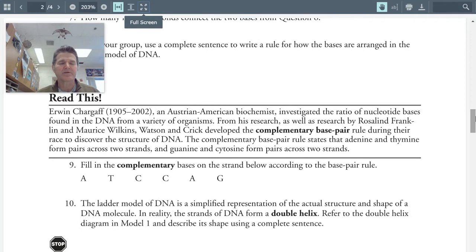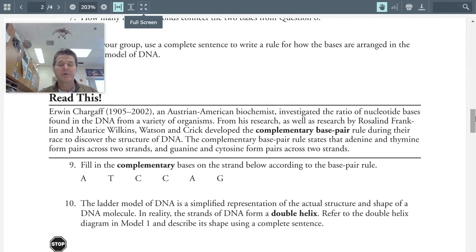Now we're going to talk about Erwin Chargaff, an Austrian-American biochemist who investigated the ratio of nucleotide bases found in DNA from a variety of organisms. From his research, as well as research by Rosalind Franklin and Maurice Wilkins, Watson and Crick developed the complementary base pair rule during their race to discover the structure of DNA.